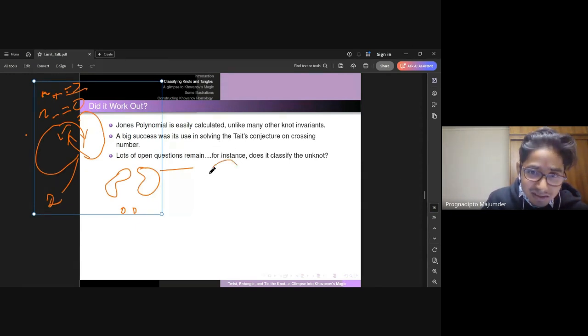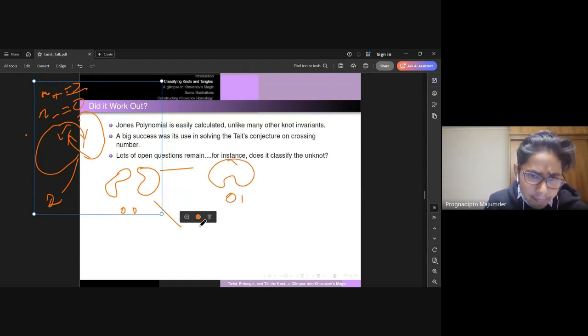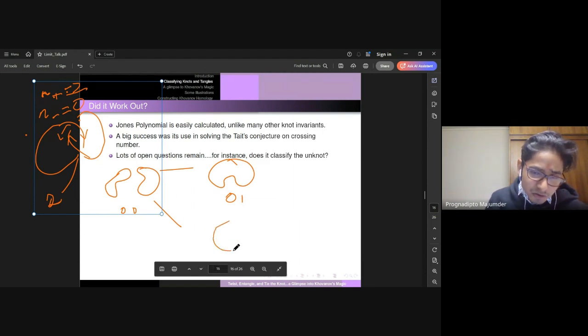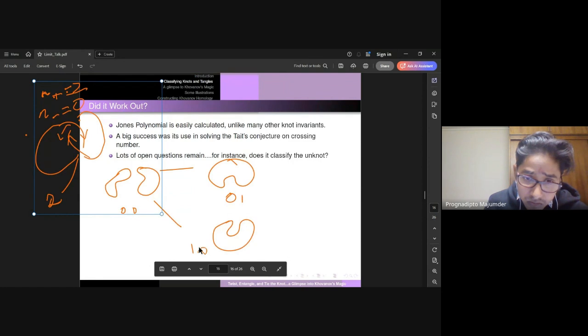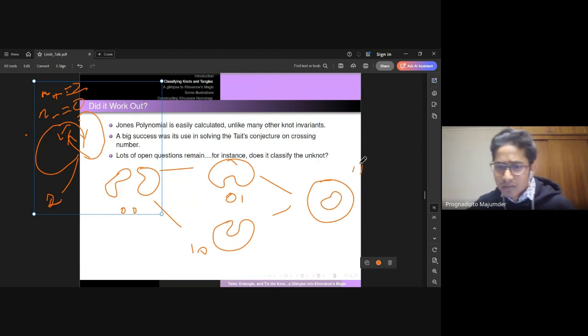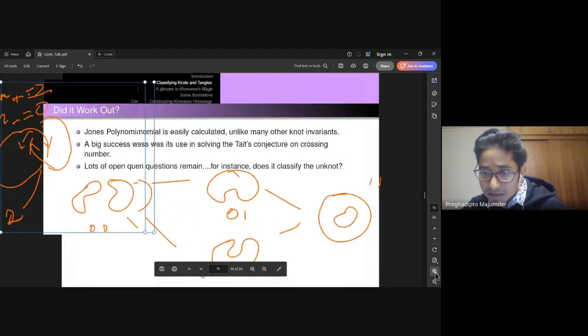Anyway, I hope it's readable. Okay. So this is 0, 1. Here I'm doing the opposite. So this crossing is merged and this crossing is opened up. So it's 1, 0. And here I have 1, 1. So those are all the possible diagrams.